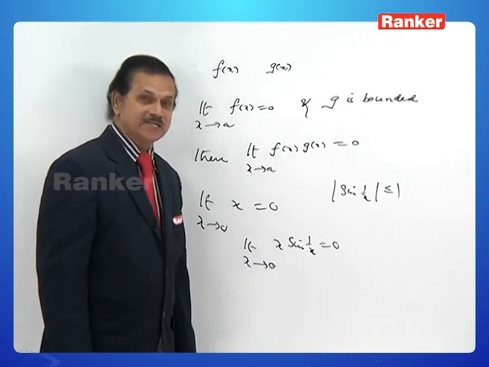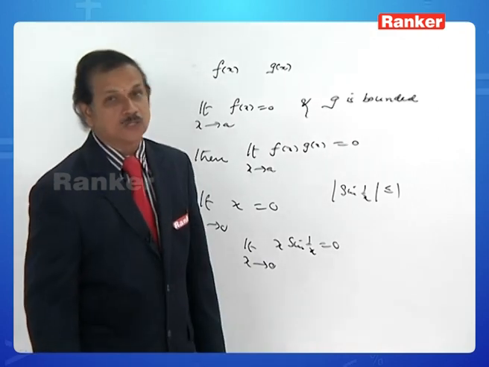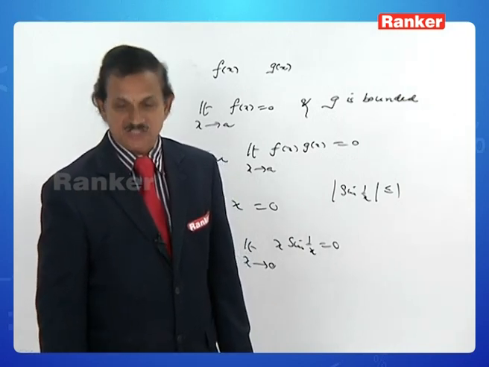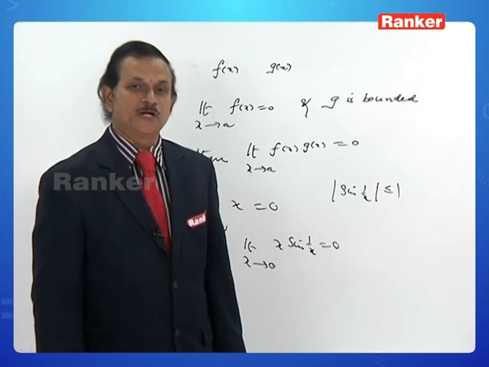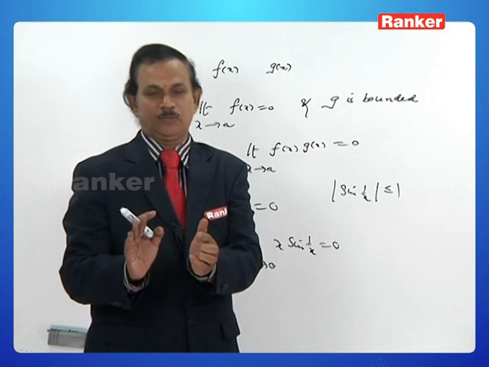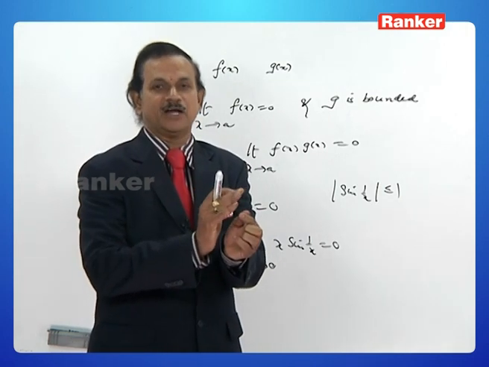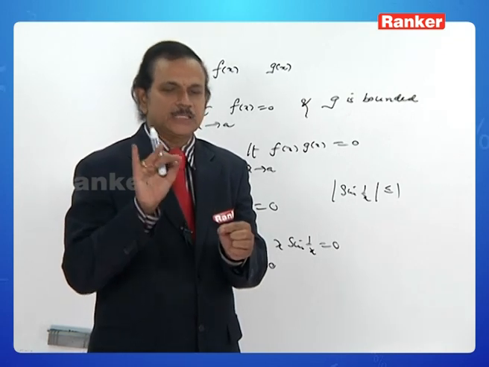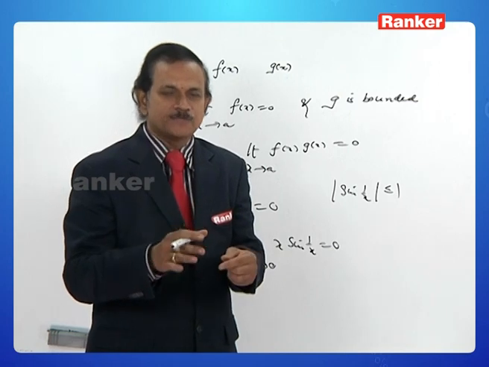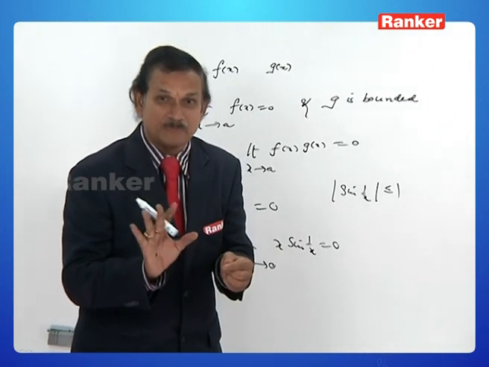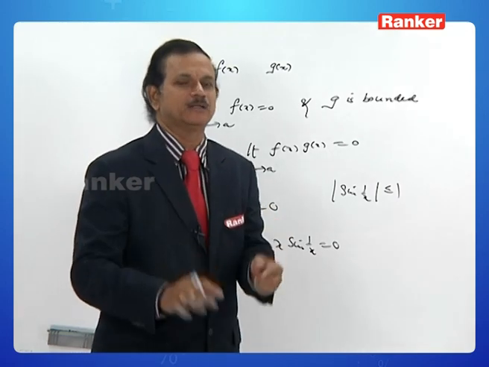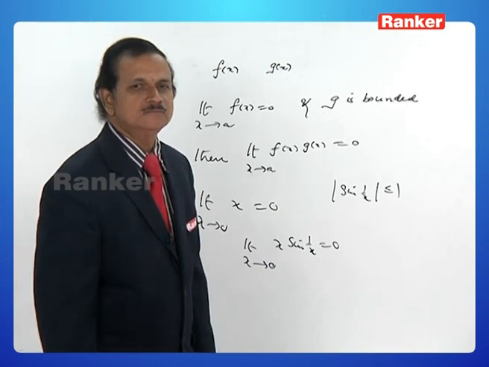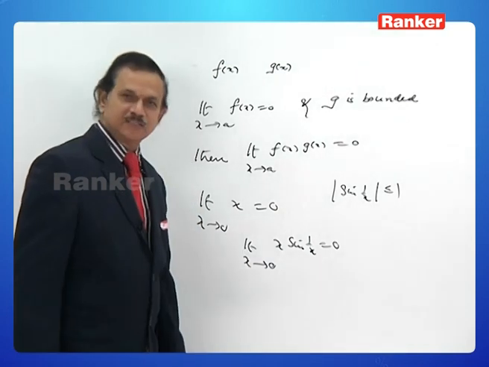Similarly, can you say that limit as x tends to 0 of x tan x is equal to 0? Tan x, is it bounded? Of course, if the domain of x is restricted, say between pi by 4 and pi by 3, in that case tan x is also bounded. So if you are able to restrict the domain of x so that tan x is bounded, then you can say it is 0. Otherwise not.